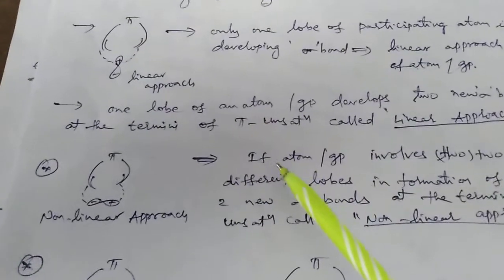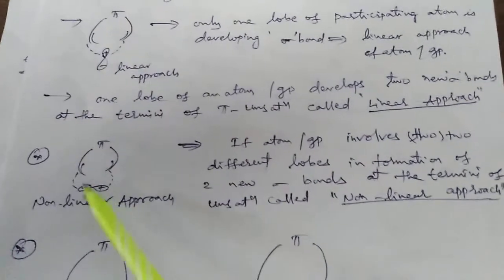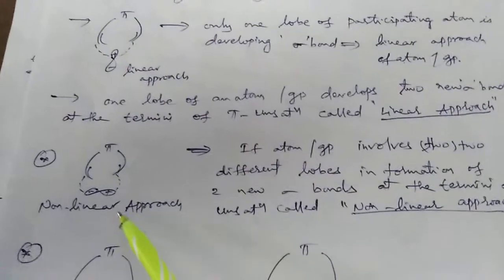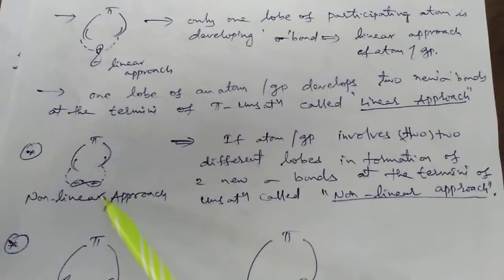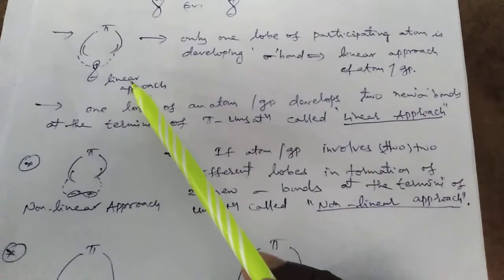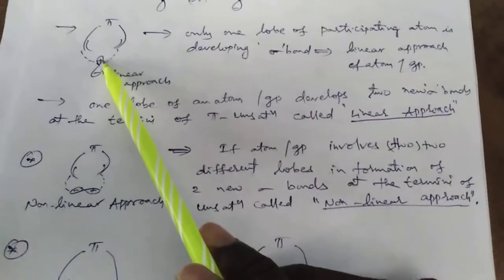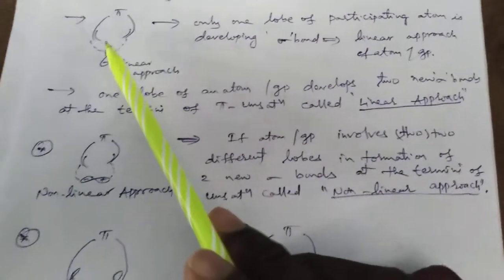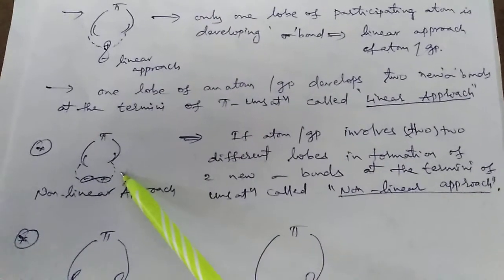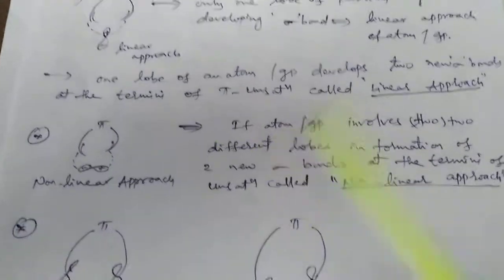But if the atom involves two different lobes in the formation of two new sigma bonds at the termini of the unsaturated compound, it is called the non-linear approach. We can say that in the linear approach, the sigma bonds are formed with only one lobe of the atom, but in the non-linear approach, the two new sigma bonds are formed using two different lobes of the atom.